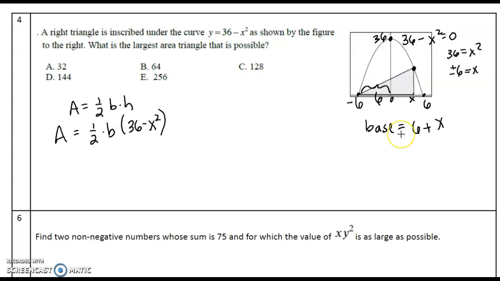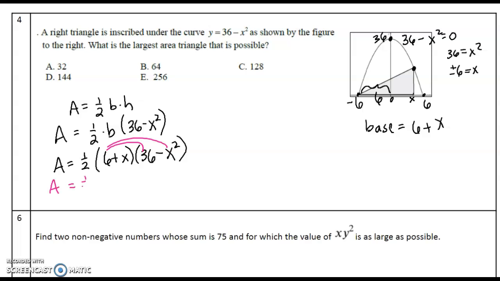Okay, so let's go ahead now that we know that our base is 6 plus x, because it would make no sense if we had a triangle that wasn't using all of this part. So we've got area equals 1/2 (6 plus x)(36 minus x squared). Okay, so we're going to FOIL, and then I'll do the 1/2 at the end.